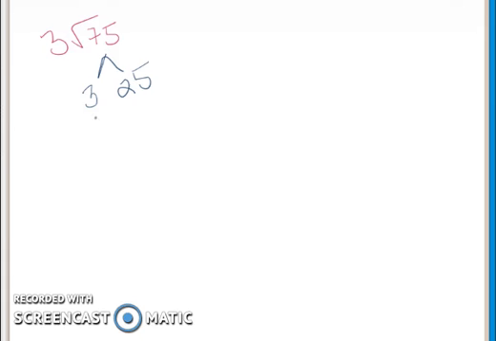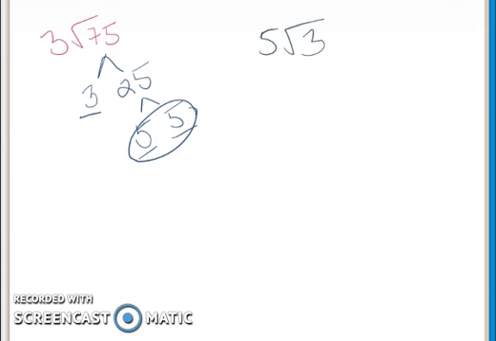Now 3 is stuck, can't break down anymore, but 25 can break down further into 5 times 5. Those are stuck, can't break them down, but we do have a pair that I can pull out. I pull the 5 out, and I'm left with 3 behind. We can't forget, though, that we had a 3 originally in the front, so we've got to multiply that 3 to the front. That leaves us with 15 rad 3.